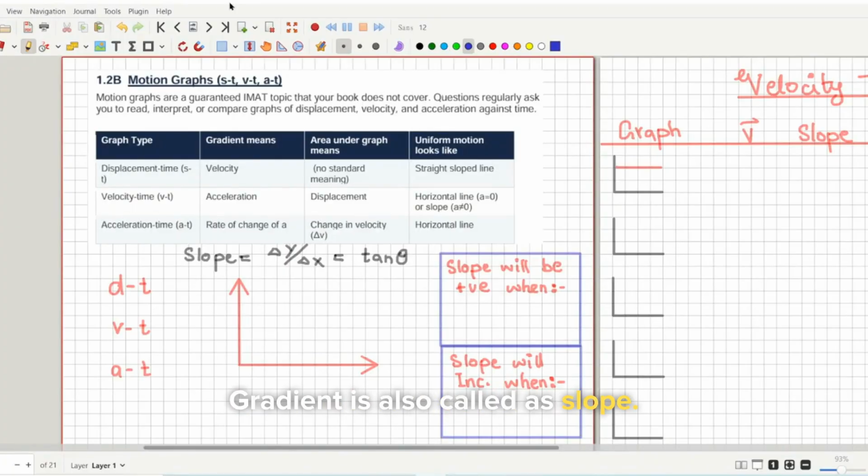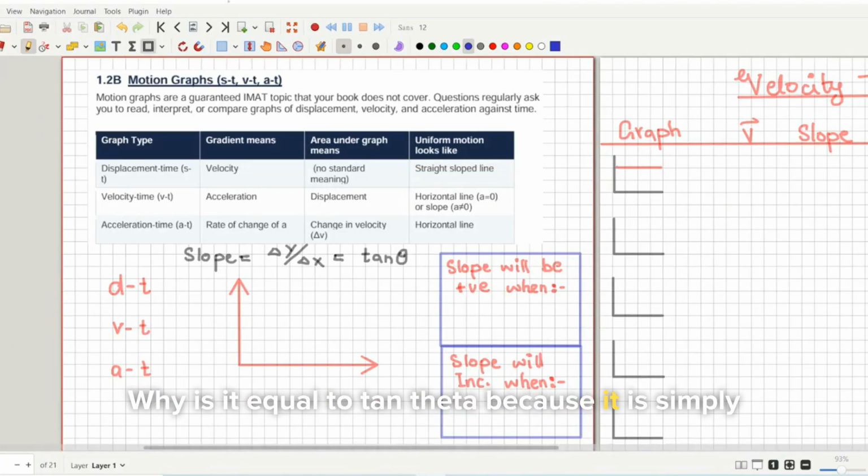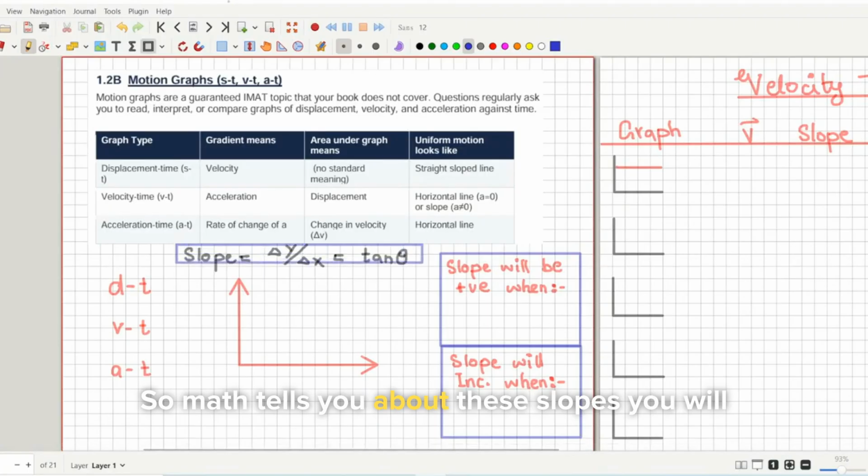So what is gradient? Gradient is also called slope. The formula for slope is delta y over delta x, like the y component divided by the x component, or it is also equal to tan of theta. Why is it equal to tan theta? Because it is simply math. So math tells you about these slopes.